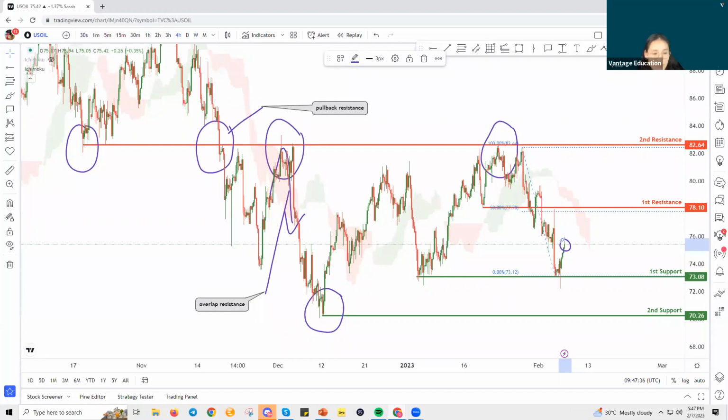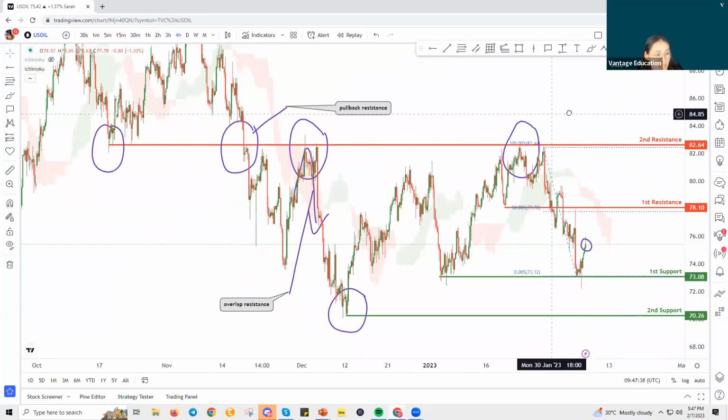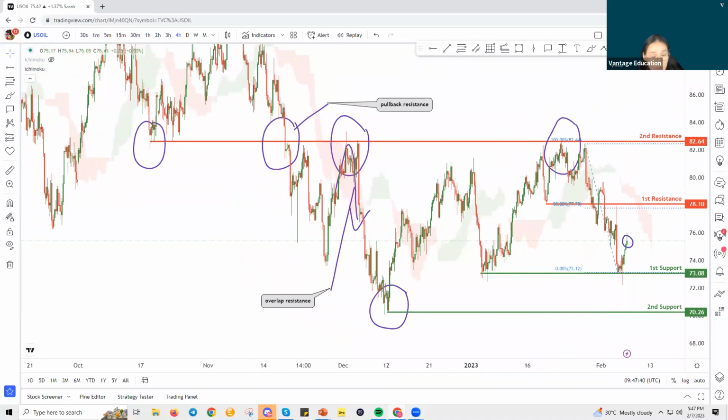Okay, Sasha, what are you not fully clear about? Which part? For the pullback or for the overlap? Or for both?